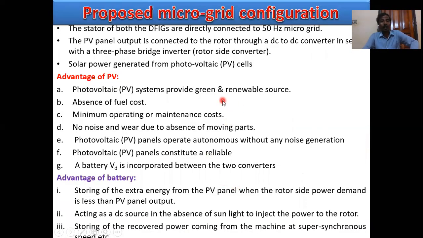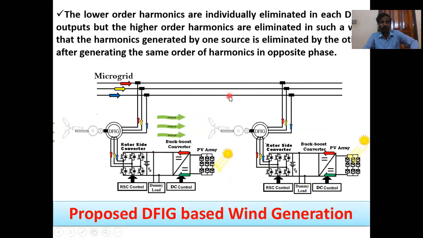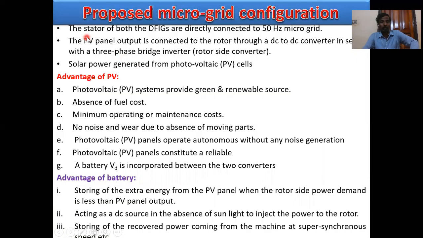Description of the proposed microgrid configuration. This is the proposed microgrid. The stators of both DFIGs are directly connected to the 50 Hz microgrid. The PV panel output is connected to the rotor through a DC to DC converter in series with a 3-phase bridge inverter, or rotor side converter. Solar power is generated from photovoltaic cells.